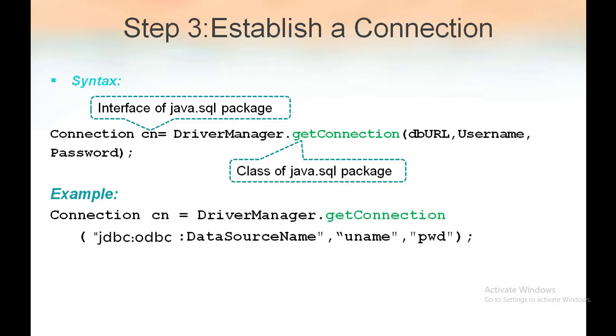Example of connection: cn = DriverManager.getConnection. Here we are passing database URL. This is the syntax of Access database. jdbc:odbc:data source name, comma, username and password.